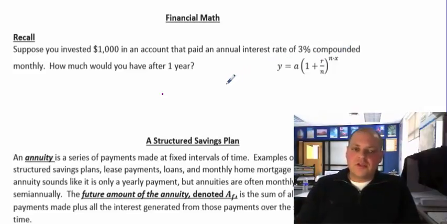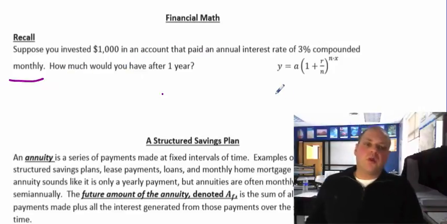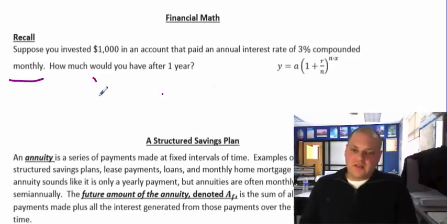So y equals a(1 + r/n)^(nx), compounding interest. $1,000 in an account, 3% interest, compounded monthly. That's 12 times per year. How much would you have after 1 year? So we know how to do this already, I think. So y equals 1,000 times (1 + r/n).